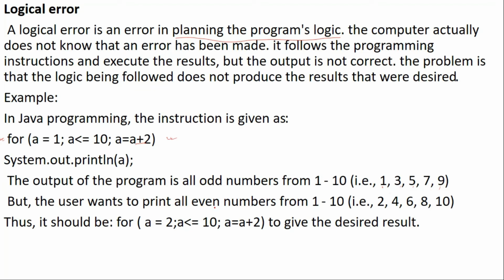But the user wants to print all the even numbers from 1 to 10. So it must start with 2. As you can see here, it must start with 2. So we will get the output as 2, 4, 6, 8, 10. Now here the computer will not make any mistake. Here the logic of the user is incorrect.